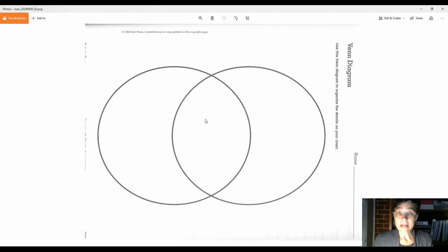Now, I would like to see your T-chart and your Venn diagram so that I can make sure you're on the right page and you're doing right, okay? And that way I can help you a little bit more when we come to rough draft, okay? All right, that's all for today.